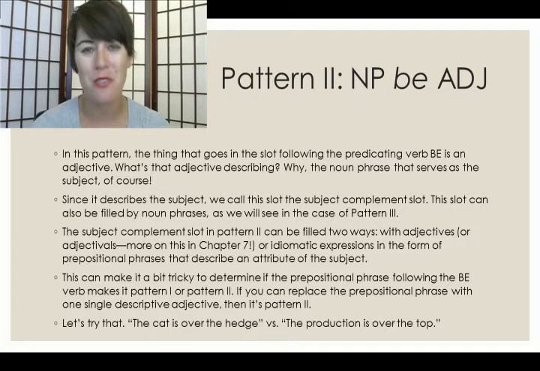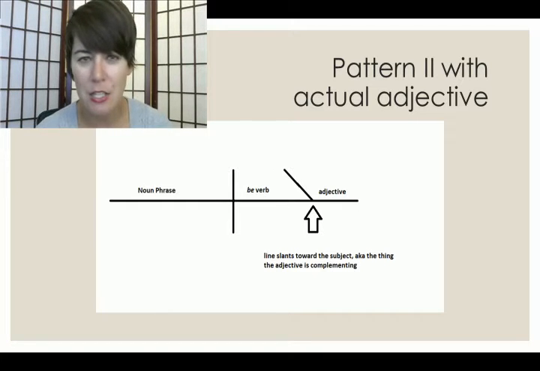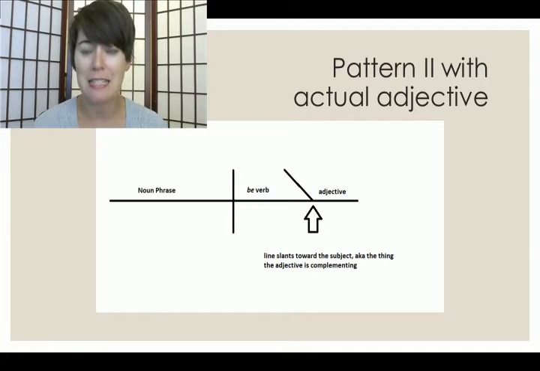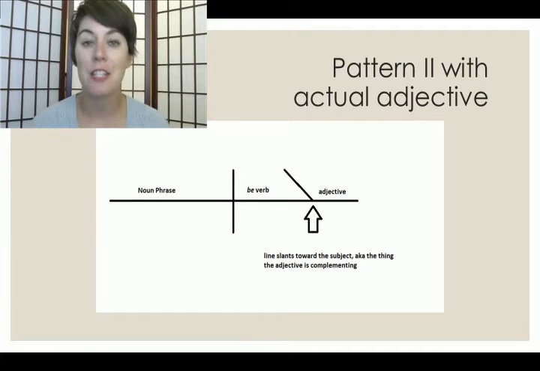There are two different ways then that these patterns can look when we diagram them. Pattern 2 with an actual adjective is going to look like this. The biggest thing to notice here is that the be verb is separated from the subject complement by a diagonal line that doesn't bisect the main line. It stops right there on the main line. And it's slanting toward the thing it's modifying, aka the subject. So the subject complement's line is slanting towards the subject.